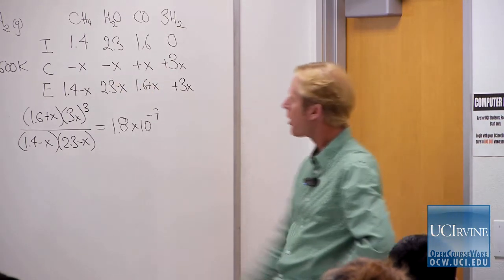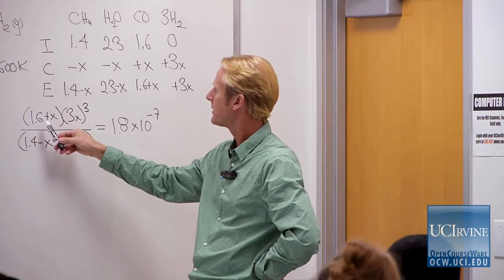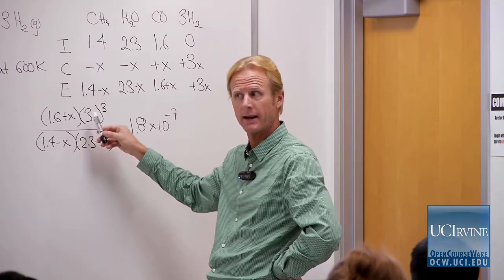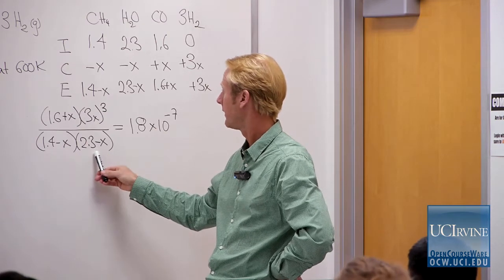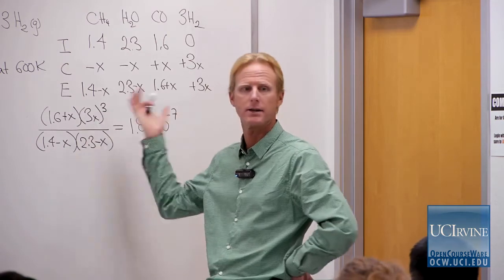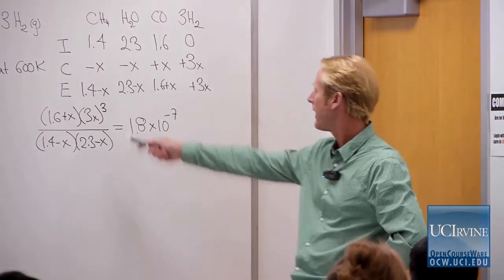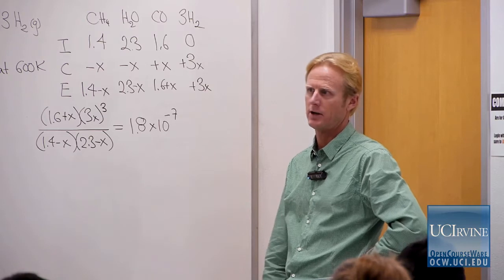And you might say it's small compared to these initial pressures. So you would replace 1.6 plus x with 1.6. In other words, say x is negligible compared to 1.6. And you do the same here and here. You can't say x is 0 here because then the whole thing is 0. Okay? And then you would have 3x quantity cubed equals that, and you could solve that in your calculator.